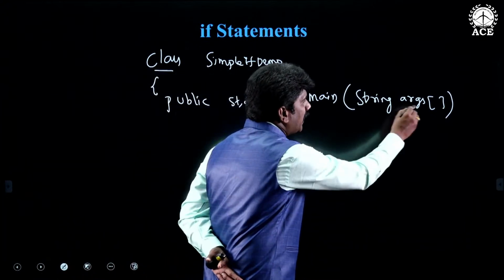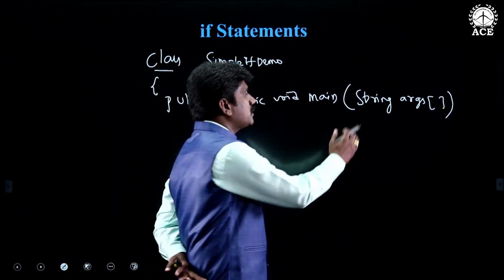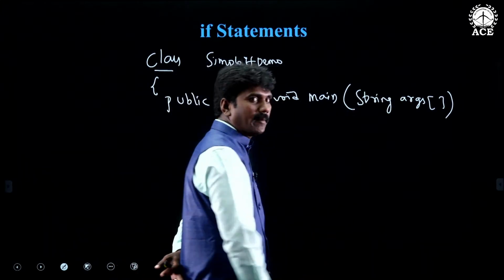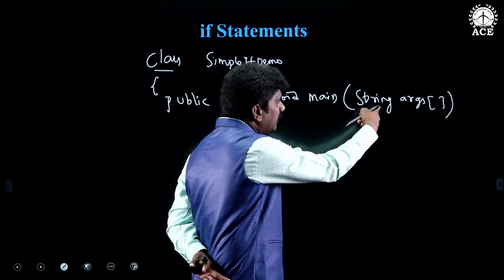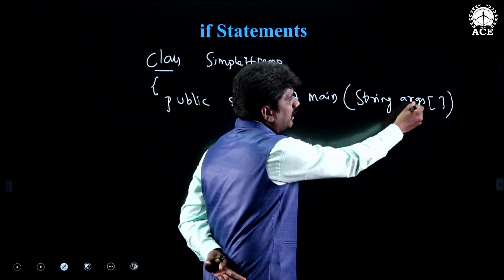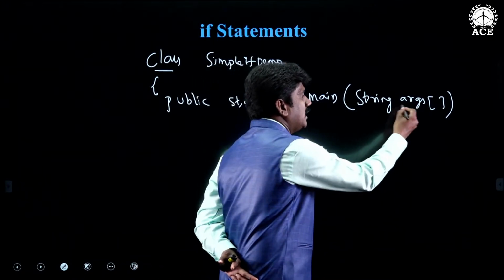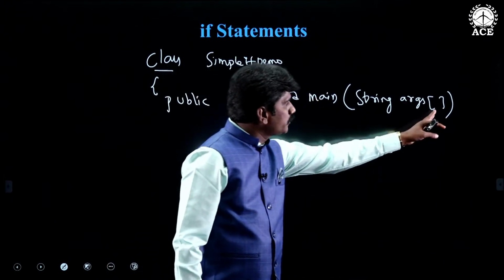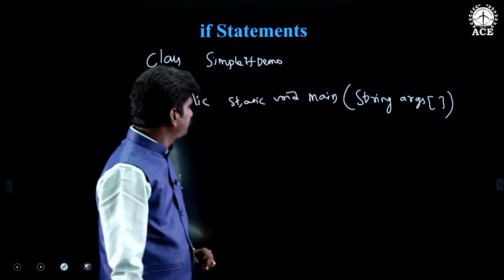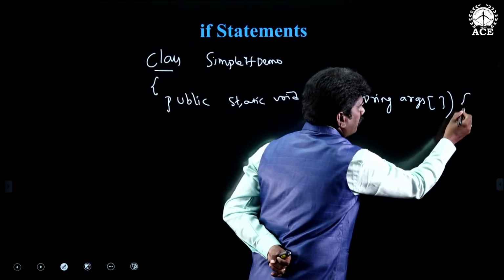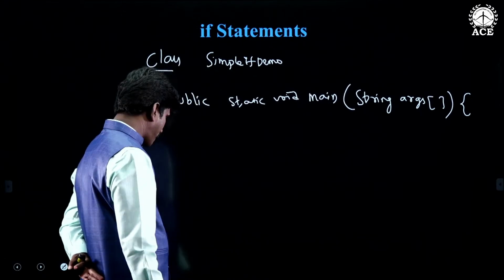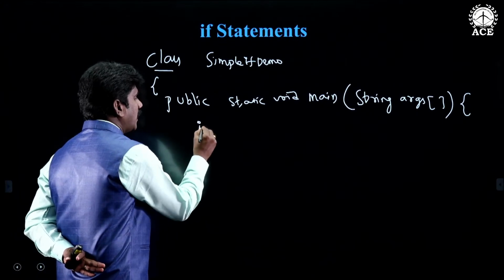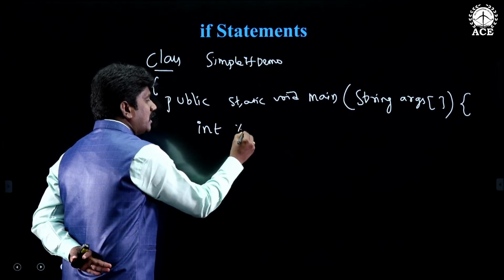And the next one, String args. Here we are going to use a String array of arguments. String is the class name, so capital S must be used. In the args place, you can take any name; this is your choice. Then the square brackets are used for the array concept. I am opening the main method here, and we are talking about the if statement. I would like to take one variable, int x = 10.